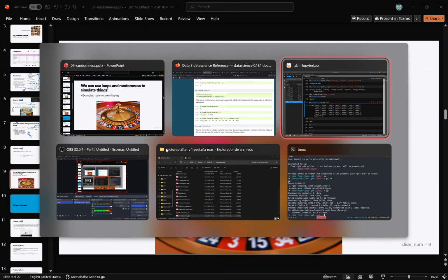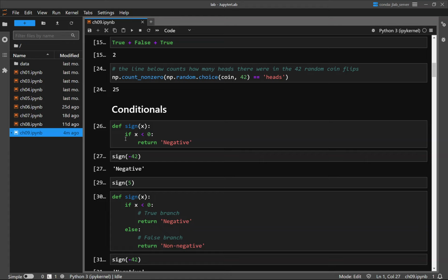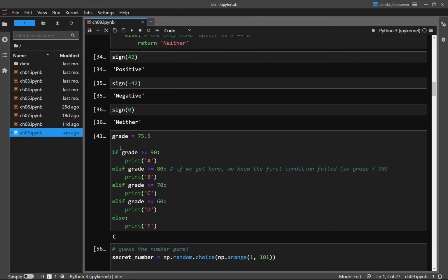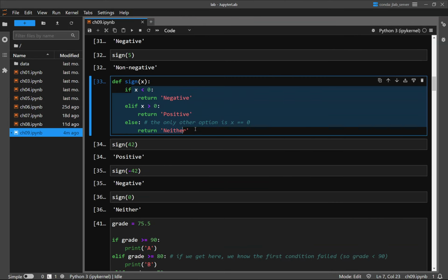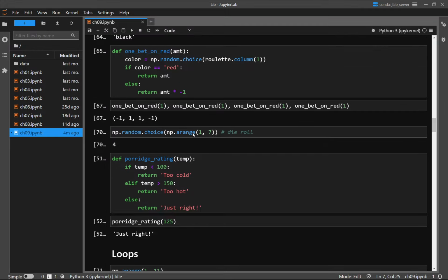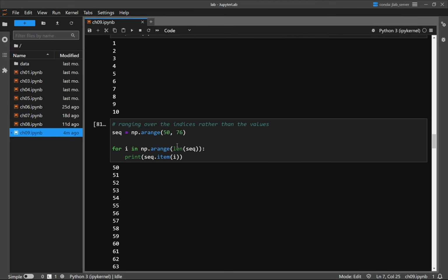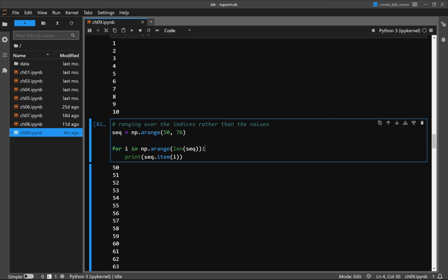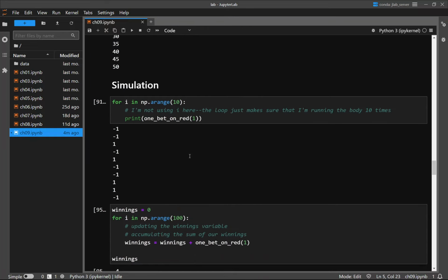So let's pick back up there. We also learned about if statements, if else, a bunch of trying options, and we learned about loops: for something in something else. You're going through a sequence, or iterating through a sequence, and visiting every item in that sequence, doing fun stuff. And that just led into simulations.